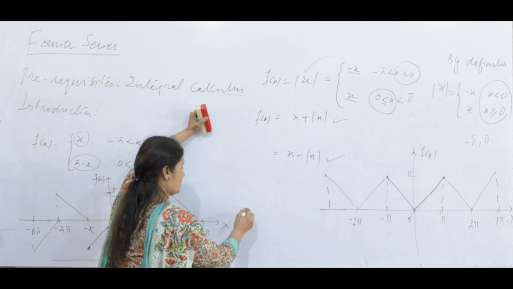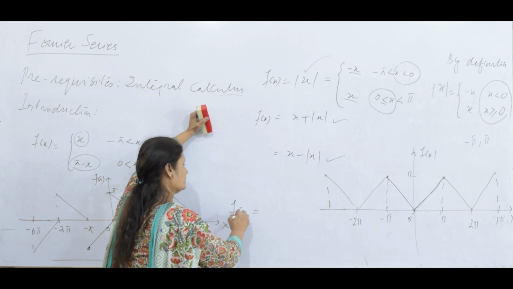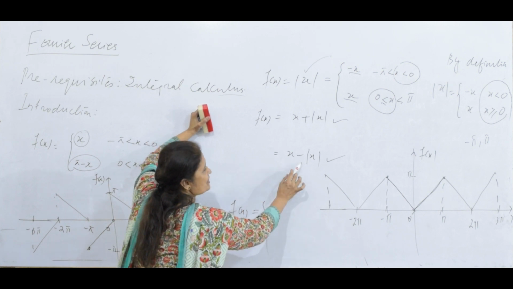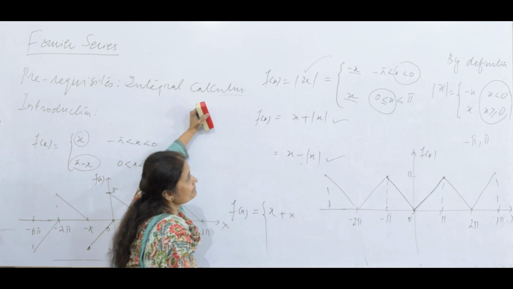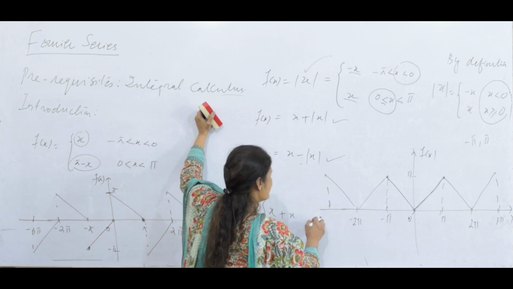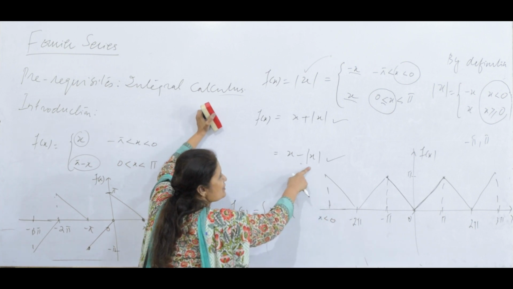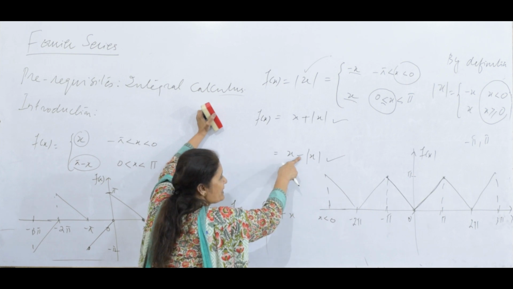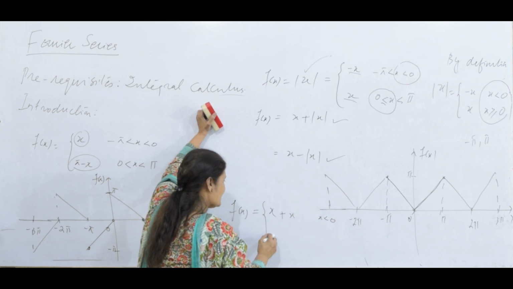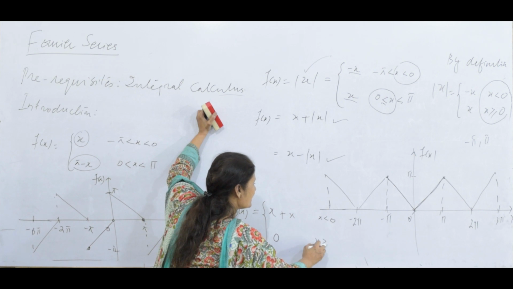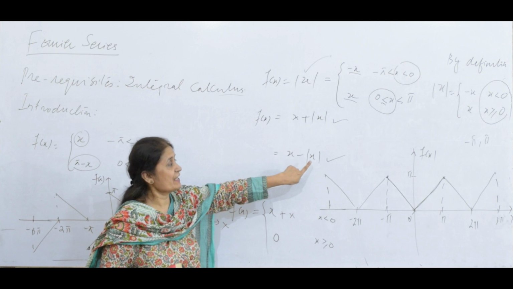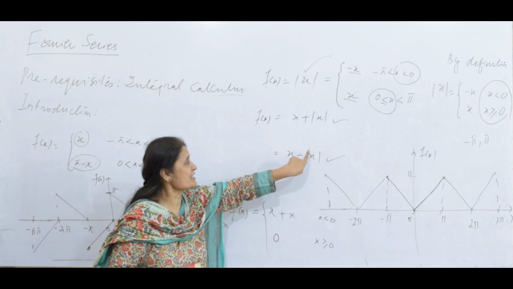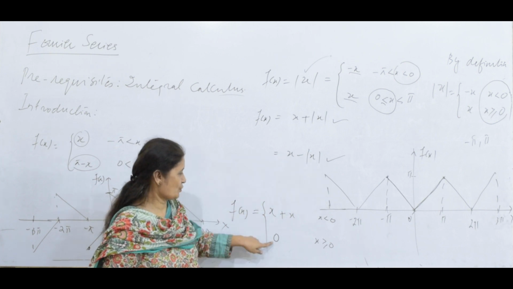So let me discuss one of the ideas again. Let me sketch this. This will be plus x when x is less than 0. When x is less than 0, mod x is minus x, and minus minus makes it plus. And this will be 0 when x is greater than or equal to 0, because mod x is x, so x minus x is 0.